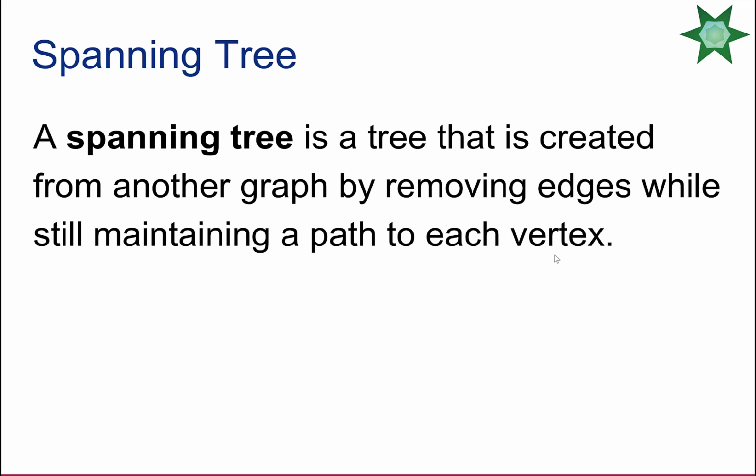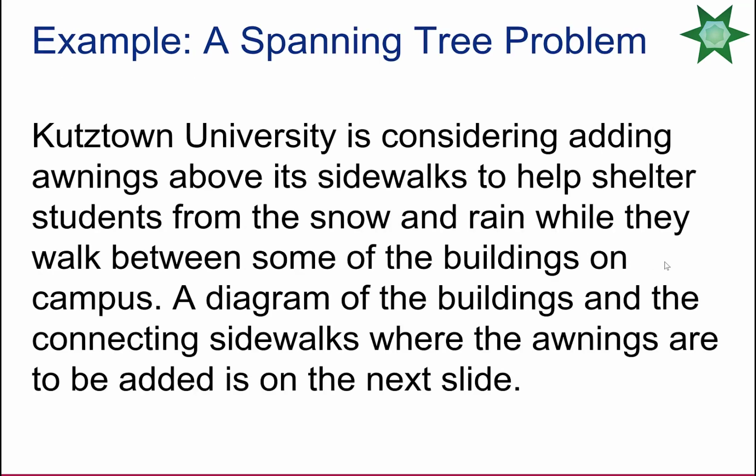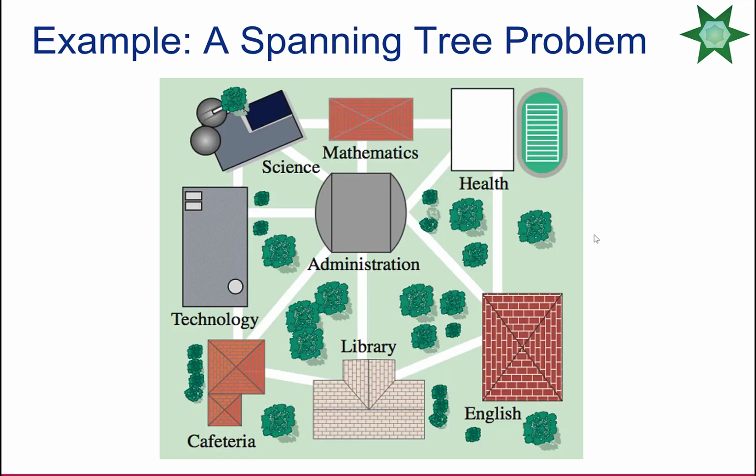A spanning tree is a tree that is created from another graph by removing edges while still maintaining a path to every vertex. And let's look at an example. Kutztown University is considering adding awnings above its sidewalks to help shelter students from the snow and rain when they walk between the buildings on campus. A diagram of the buildings and connecting sidewalks where the awnings will be added is on the next slide.